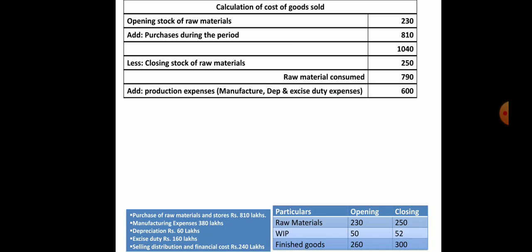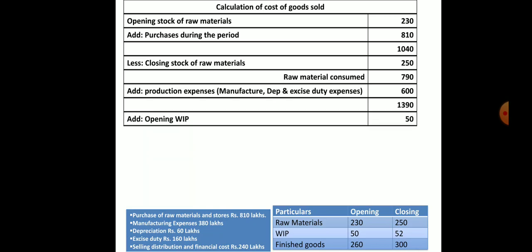Next we have to add production expenses. Any expenses incurred during production that they have given in the problem: manufacturing expenses, depreciation and excise duty. So all the three, if you add: manufacturing is 380, depreciation is 60, excise duty is 160. If you add all three expenses, you will get 600. From raw material consumed, 790, if you add total production expenses, 600, you will get 1390.